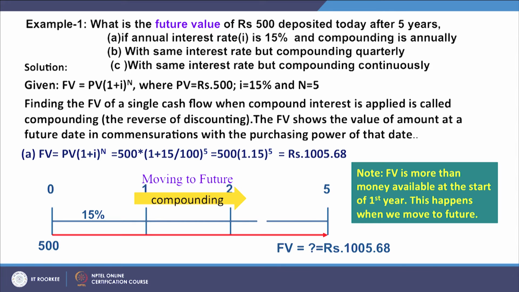1005.68. That means, if I am investing 500 rupees today at a 15% interest rate, then at the end of the 5th year I will have a sum which will be 1005.68. Note, FV is more than the money available at the start of the first year, or the start of the 0th year, basically. This happens when we move to the future.